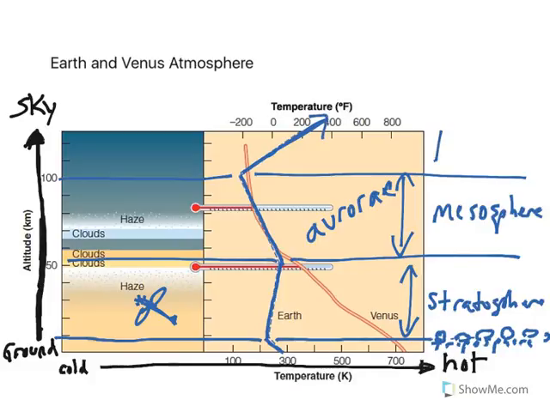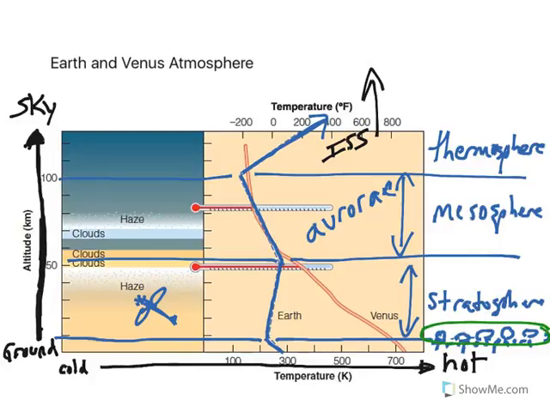This is called the thermosphere. The International Space Station is located in the thermosphere of Earth's atmosphere. And I'll label that as ISS. Technically, the ISS is way up here. It's at an altitude of around 300, 400 kilometers. Now notice on the Earth that the cloud structure is located at an altitude of around 10 kilometers.